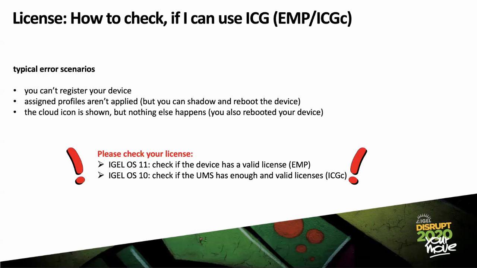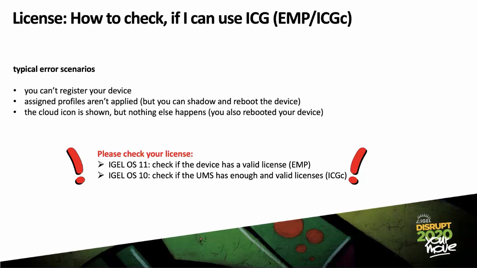But perhaps you can remote shadow the device, and you can also reboot the device. But no license, because as long as you don't have a license, you can still shadow and reboot the device. Or we showed you that there's a small cloud icon on the right side next to the time, which shows if you are connected to the UMS, to the ICG, or not. And this icon is fine, but nothing else happened. And you also rebooted the device, right? So these are some typical error scenarios. This has all to do with licensing. So please check your license.